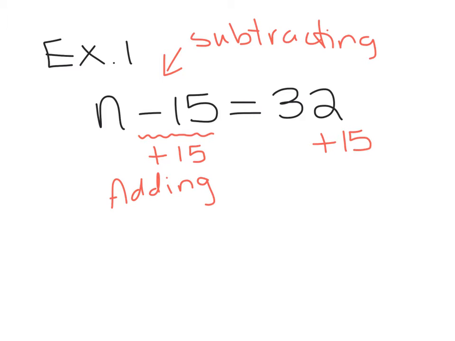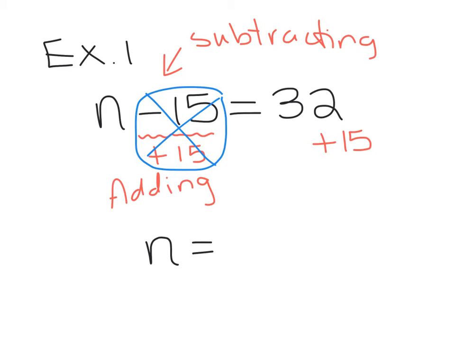Now, minus 15 and plus 15 makes 0. So I can cross that off, and I'm left with just the n, which is what I wanted. And then on the right-hand side, I can add 32 plus 15, and that is equal to 47. And that's my final answer.